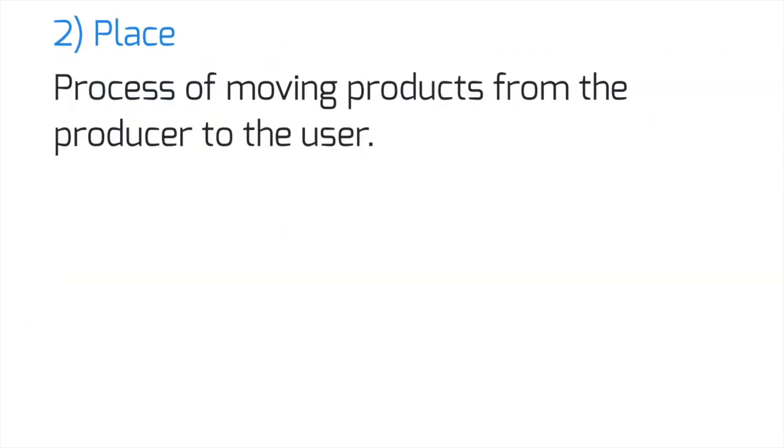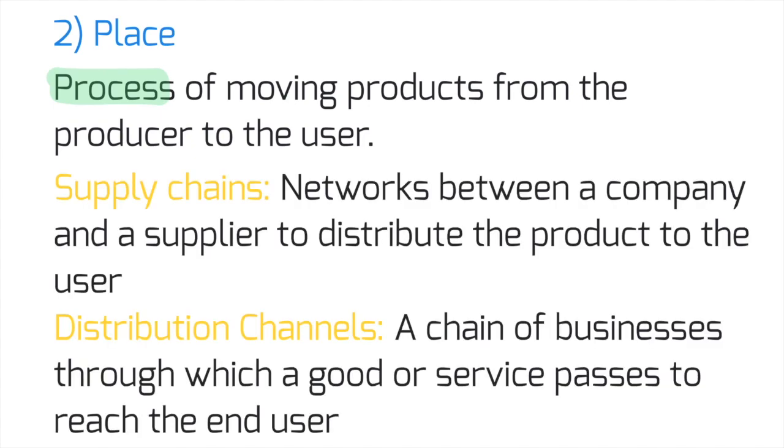Okay, now let's talk about the second P, which is place. Place is not a physical location, it's a process of moving products from the producer to the user. There are two definitions that you need to understand for place. Supply chains are networks, and you can think of them as key contacts that can be businesses, people, or activities. They're networks between a company and a supplier that are used to distribute products to the user.